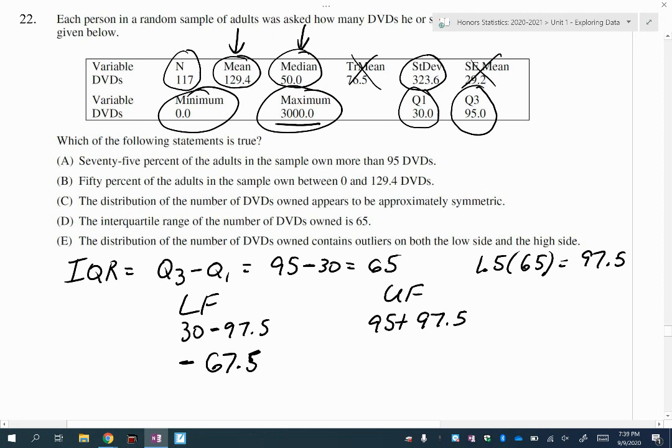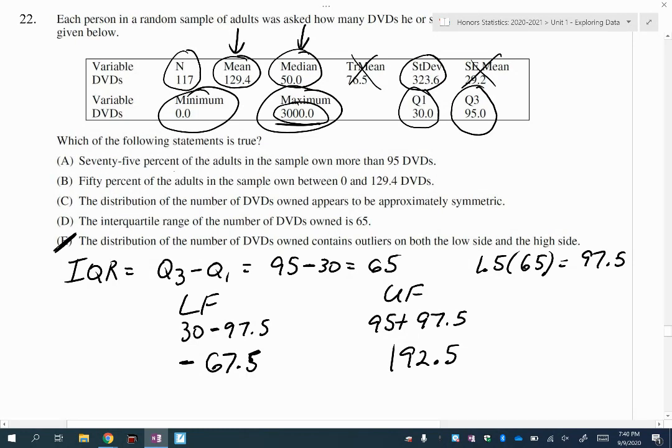So I cannot have any outliers on the low side. But my upper side, when you add these together, you get 192.5. And we definitely have at least one outlier. 3,000 is way higher than 192.5. So I know there's at least one outlier. So let's go and cross out E, because this one says there's an outlier on both the low and high side. We know there's not one on the low side.